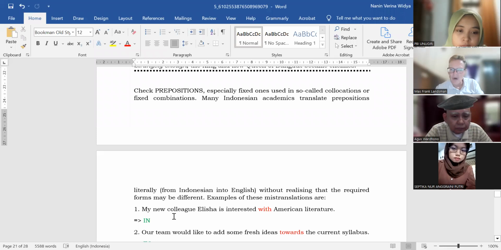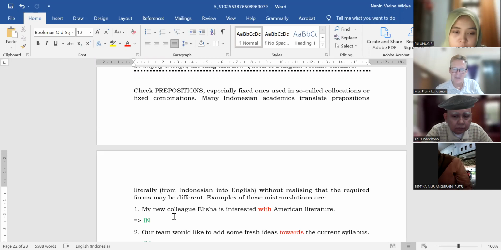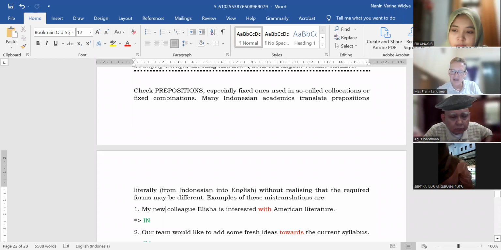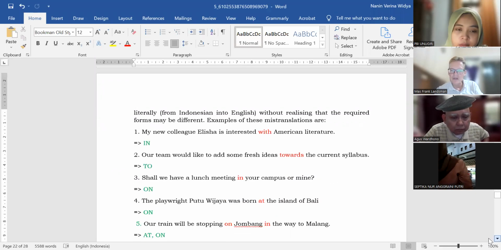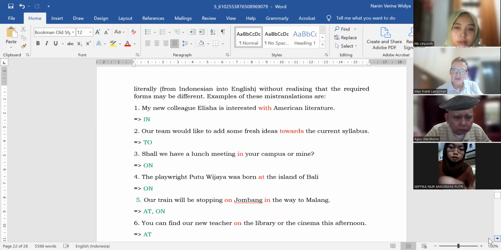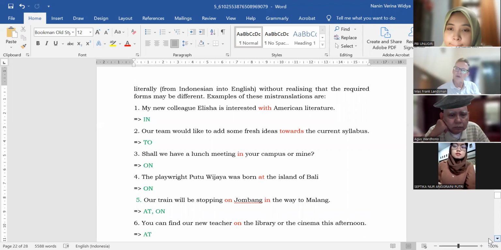So red is wrong and green is right. They're just like traffic lights, ya. Seperti lampu lalu lintas. Hati-hati kalau merah, itu pasti terlalu harfiah, ya, istilahnya, too literal. When you go down, our team would like to add some fresh ideas towards the new syllabus. A lot of Indonesians use terhadap in every sentence in English, but it's not possible here. You contribute towards a project, but here you add to, just to, not towards. Towards means menjelang, yeah, you give something extra, but here add to.